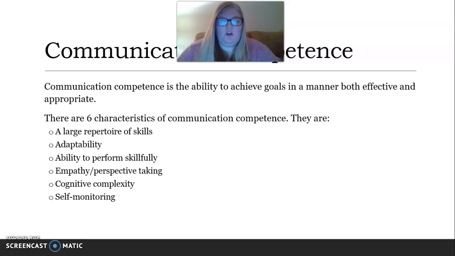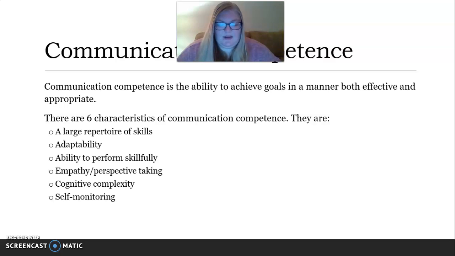They are a large repertoire of skills, which is different options on how to communicate. Adaptability, which is selecting appropriate responses for different situations. Ability to perform skillfully is performing the ability effectively. Empathy and perspective taking is understanding the other person's perspective. Cognitive complexity is the ability to construct a variety of different frameworks for viewing an issue.